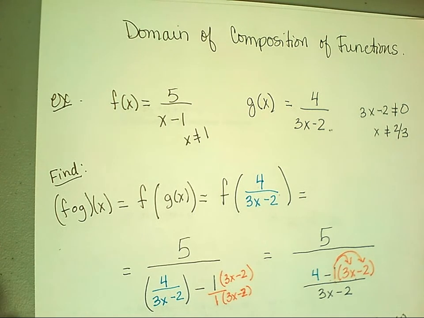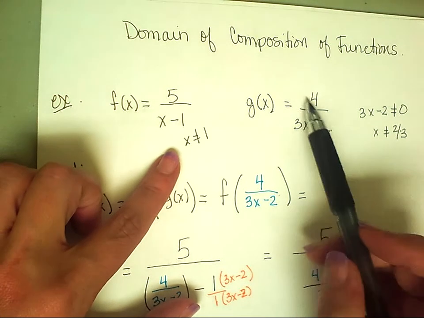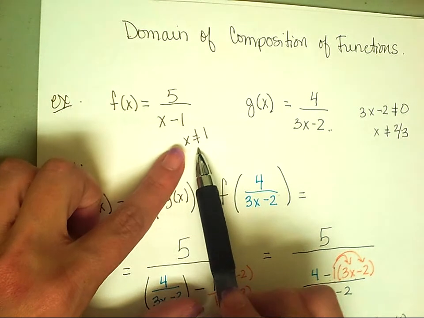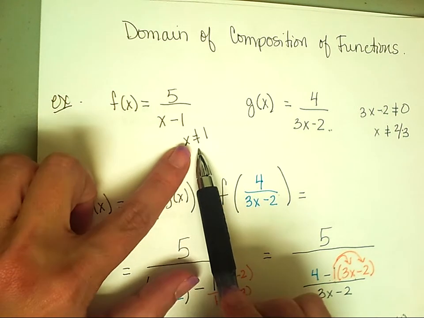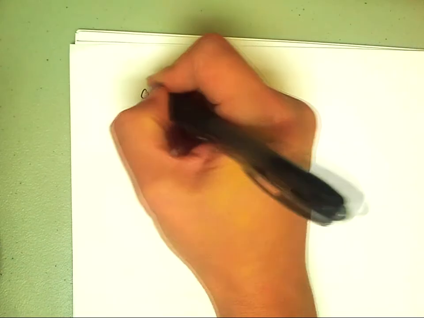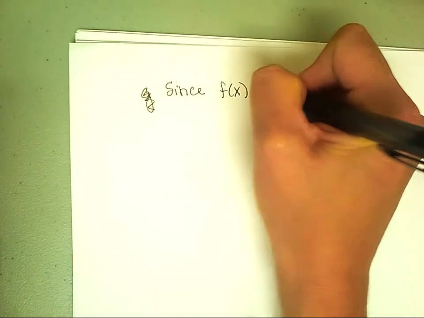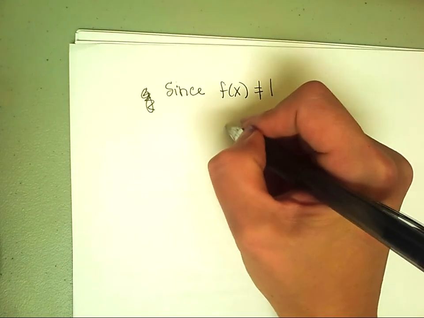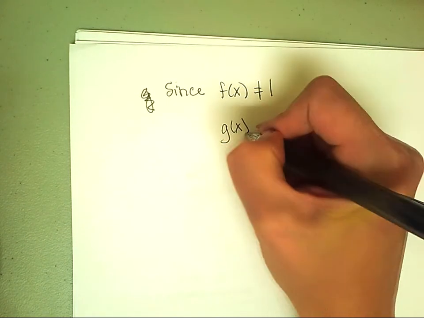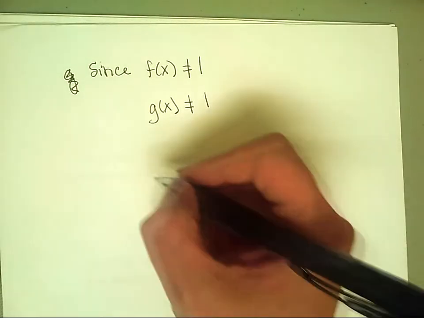Okay. So we have to have the intersection of both of these. We also have to have this. If I'm going to put g in, I can't put in 2/3, but I also know that I have to throw out any values where g equals 1, because that's the restriction of this. So let's do that right now. Let's find out, okay, let's write this down. Since f of x cannot equal 1, and we're putting g into f, then g of x can also not equal 1.